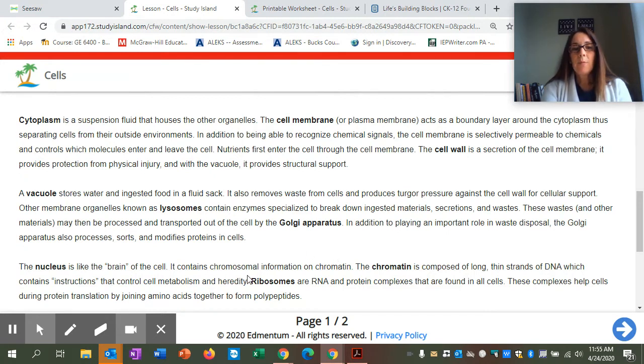The nucleus is like the brain of the cell. It contains chromosomal information on chromatin. The chromatin is composed of long, thin strands of DNA, which contains instructions that control cell metabolism and heredity. Ribosomes are RNA and protein complexes that are found in all cells. These complexes help cells during protein translation by joining amino acids together to form polypeptides.